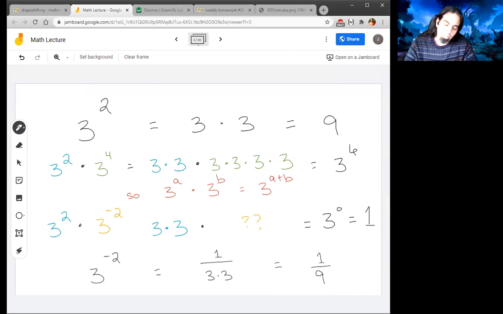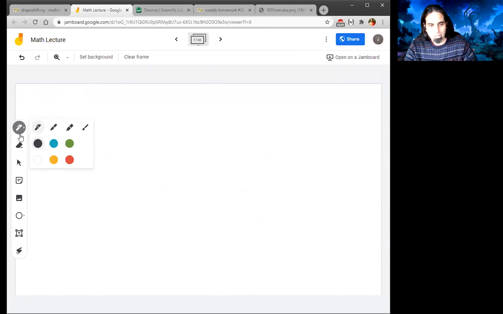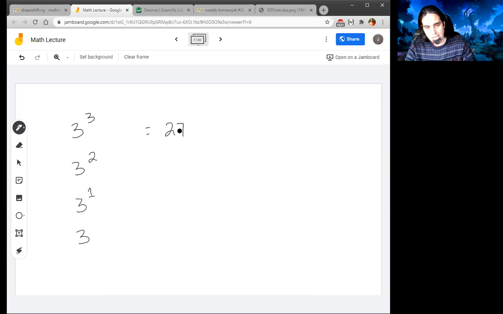And that's just because we want exponents to have a pattern. If I have a pattern of 3 to the 1, 3 to the 2, 3 to the 3, every time I go down a step, I'm dividing by 3. So if I have 3 to the 0, then I want it to finish the pattern.